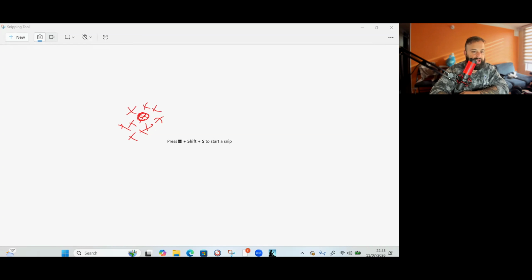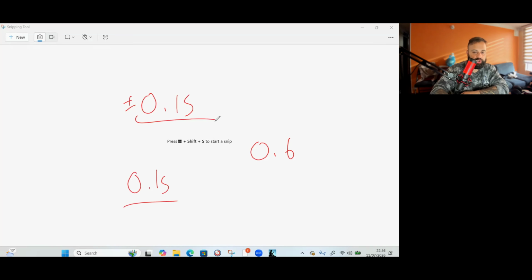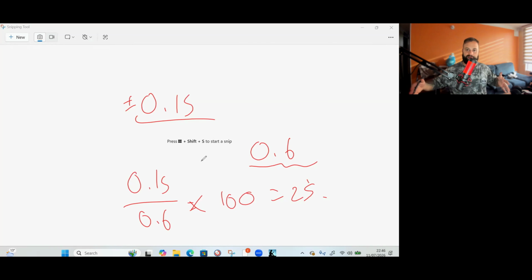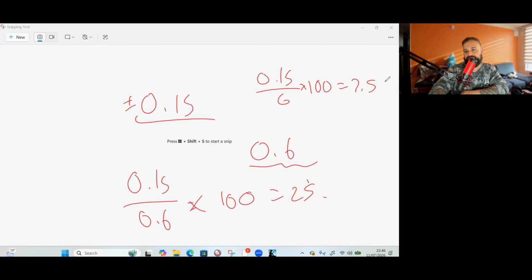If we were looking at reaction time, let's say our reaction time uncertainty is plus or minus 0.15 seconds and the measured time is 0.6. The uncertainty is 0.15 divided by the measured time, times 100, and we get 25% uncertainty. Whereas if we did it over a period of 6 seconds, and multiplied by 100, we get 2.5% uncertainty. So we drop the uncertainty by making the measurement much larger.